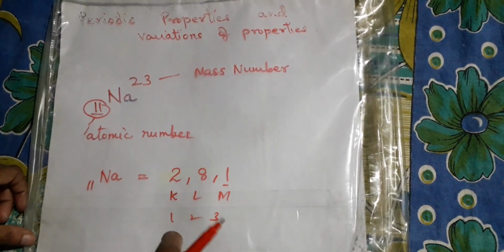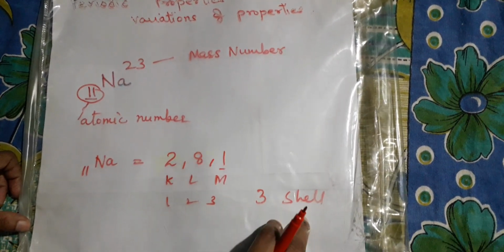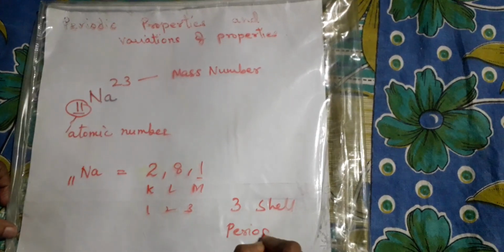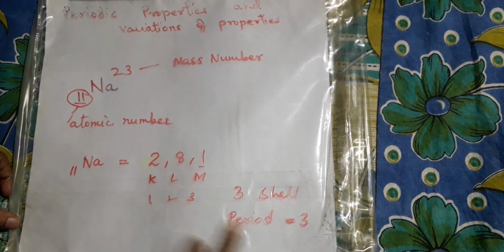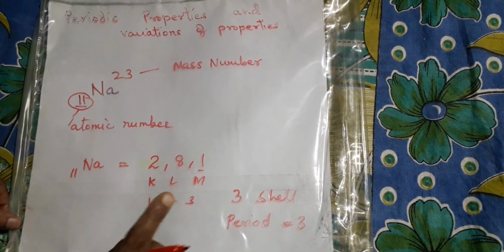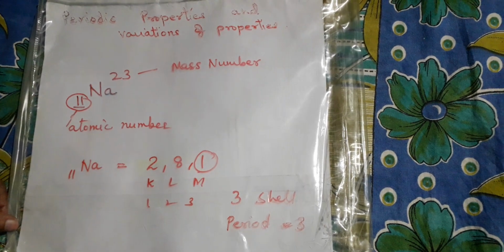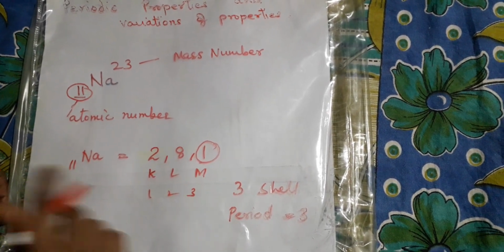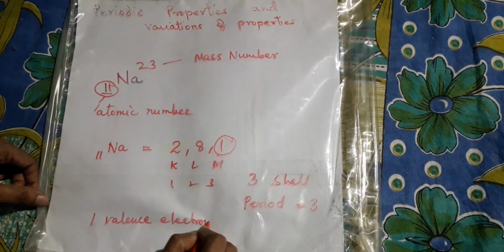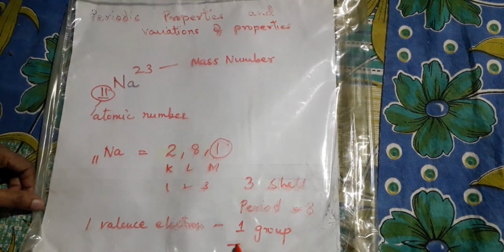So how many shells are there for sodium? That is 3 shells. Total number of shells in sodium is 3. It means in which period is it present? It is present in the third period, right? So this is the way we can calculate the period. Similarly, if you want to calculate the group, you will always focus on its valence electrons. So how many valence electrons are there? There is 1 valence electron. It means in which group is it present? It is present in the first group, that is 1A.